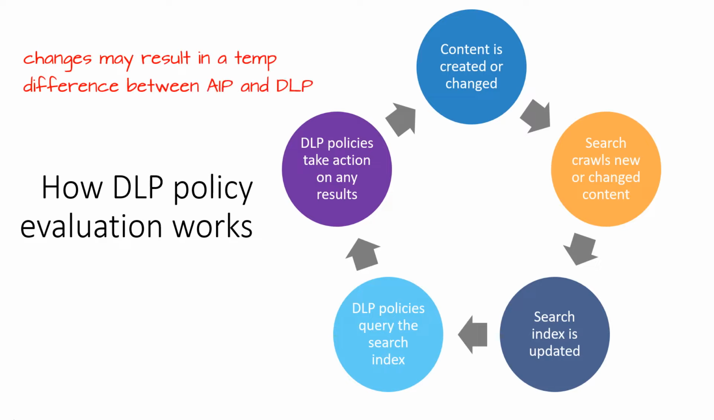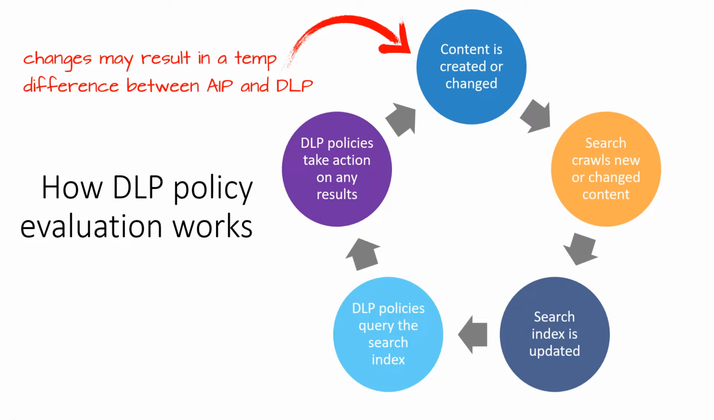And there may be changes that result in a temporary difference between what we'd call Azure Information Protection and DLP, because DLP depends on that index and search process, whereas with information protection, we're attaching a label to a document. Now we may be classifying that document and applying a sensitivity label automatically, but that label in information protection travels with that document everywhere. With DLP, the classification and labeling happens through this search and indexing process. So sometimes there can be a difference between how AIP sees it and DLP sees it.